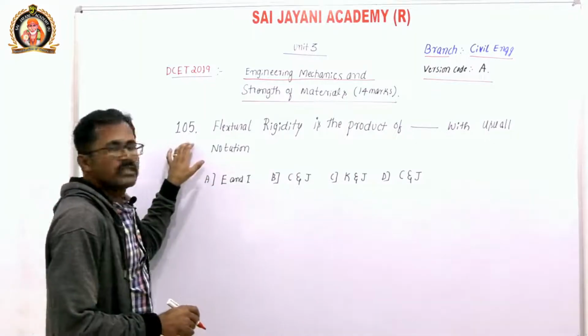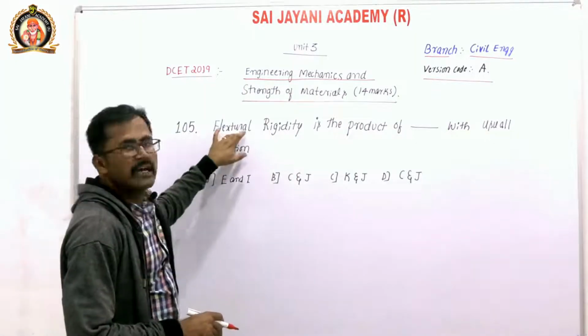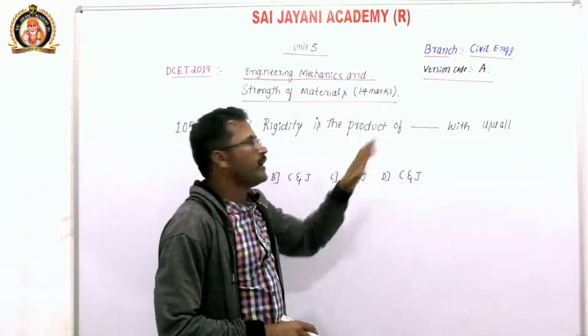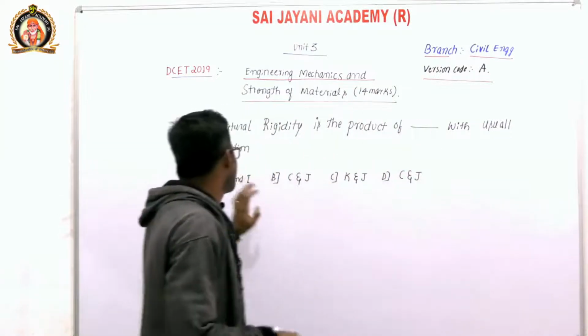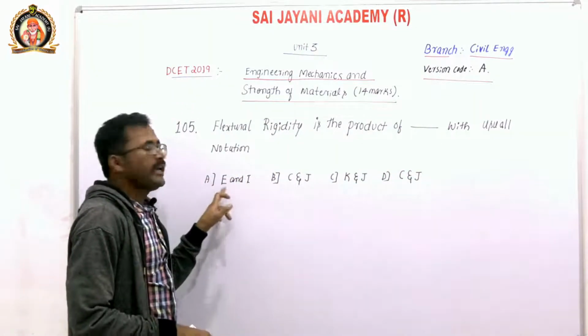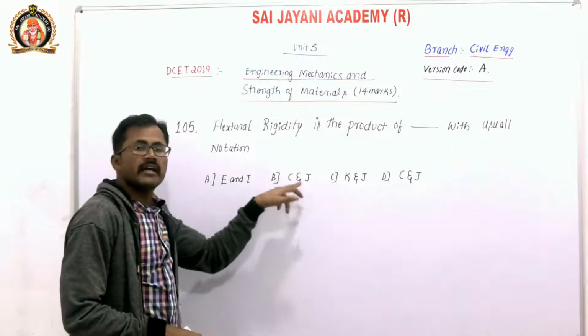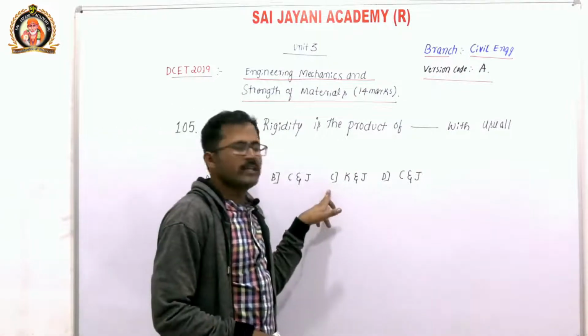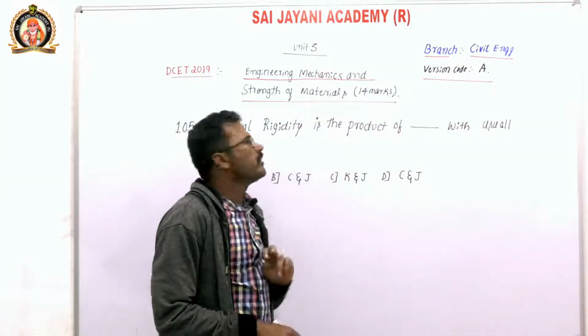Question number 105. Flexural rigidity is the product of dash with usual notation. Option A, E and I. Option B, C and J. Option C, K and J. Option D, C and J.